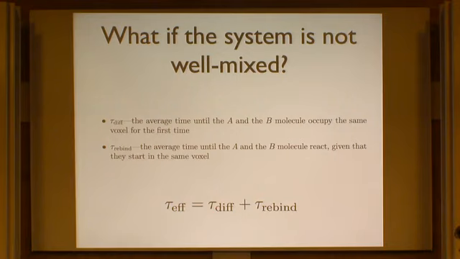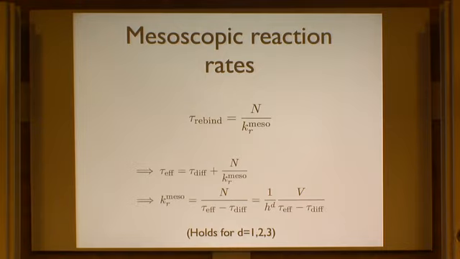And as it turns out, you can derive both of them. The rewind time on the mesoscopic scale is just the number of voxels over the mesoscopic reaction rate. And it's pretty straightforward to get this. It follows from a theorem by Montroll from the 60s on random walks. Basically, the number of steps required to return to the original voxel is exactly the number of voxels.